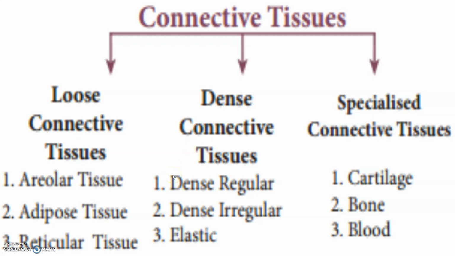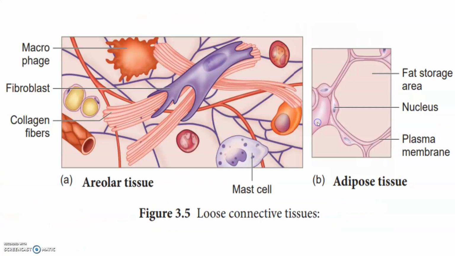And in all connective tissues except blood, the cells secrete fibers, which are structural proteins called collagen or elastin. So fibers provide strength, elasticity and flexibility to the tissues, and these cells also secrete polysaccharides which accumulate between the cells and fibers and act as matrix or ground substance. So connective tissues are classified into three types: loose, dense and specialized connective tissue.